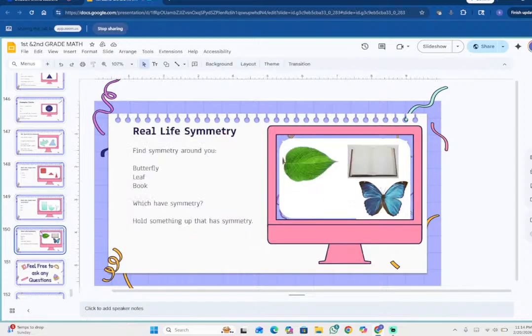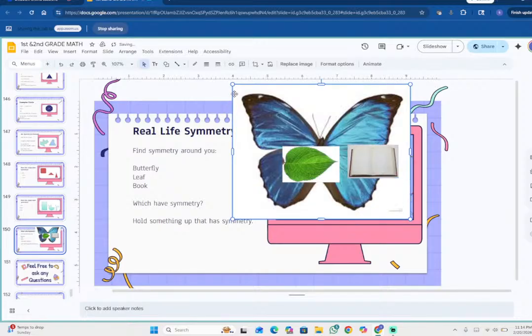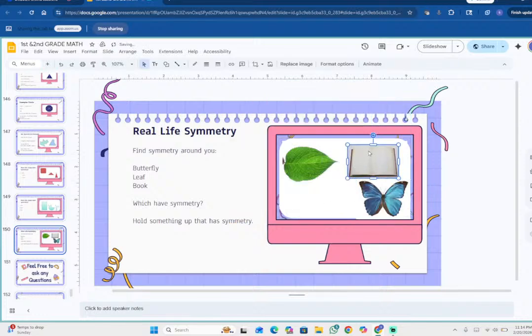Okay. So now, real life symmetry. This is like symmetry all around you, like how it exists in the world. So it's things like butterflies. They're symmetrical. Books, they fold onto themselves, so they're symmetrical. And a leaf. So if we look at the first one, it has one line of horizontal symmetry.